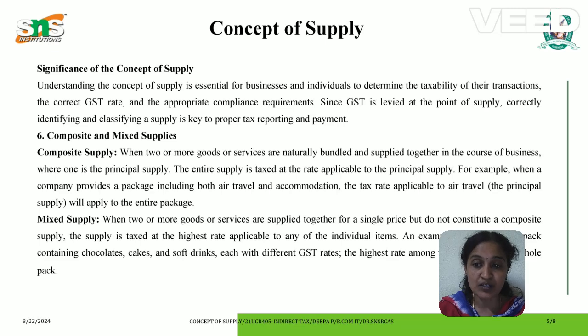Next is composite and mixed supplies. Composite supply: when two or more goods or services are naturally blended, bundled, and supplied together in the course of business, where one is the principal supply, the entire supply is taxed at the rate applicable to the principal supply. Mixed supply: when two or more goods or services are supplied together for a single price but do not constitute a composite supply, the supply is taxed at the highest rate applicable to any of the individual items.